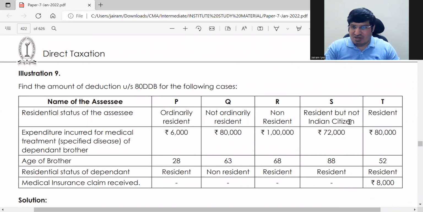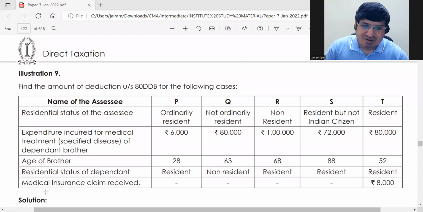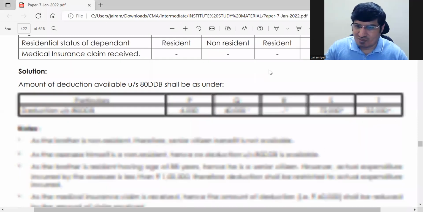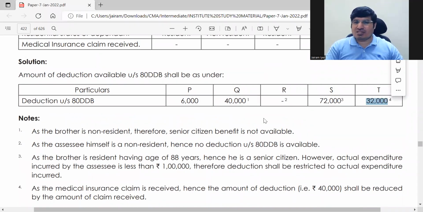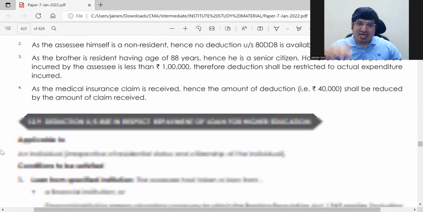And the last one is again resident, 80,000, age 52, and resident. So he'll get up to 40,000, but he has got back an amount from Mediclaim. From Mediclaim he has got 8,000. What was the procedure? How to find out? We had just seen above. Just deduct 8,000 from his expense and deduct 8,000 from the limit also. What is the limit here? 40,000. So 80,000 minus 8,000 is 72,000. 40,000 minus 8,000 is 32,000, which is the lower. 32,000 is the deduction. It's quite simple. Just learn it the way I have told you.